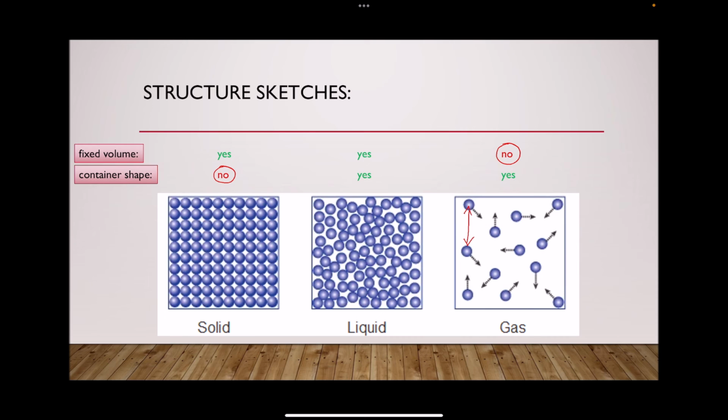Whereas in liquids, the particles, because they are a little bit separated compared to the solids, have the ability to move past one another and to slide over one another, and therefore to adjust to the container shape. So the particles within a liquid can flow.